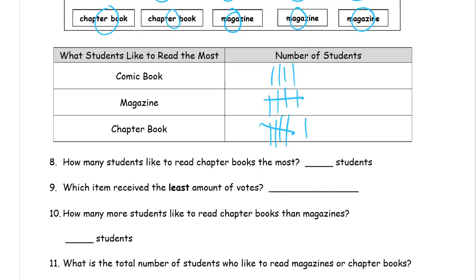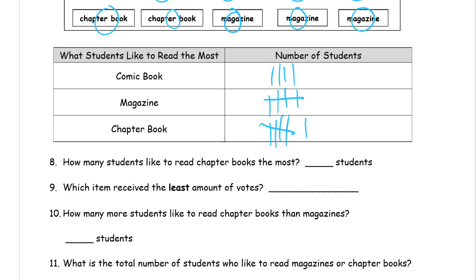Be careful with your tally marks. You saw how I made them when I had a group of four. I made the fifth tally mark going sideways across to show a bundle of five. Be careful that you don't show one, two, three, four, five, and then make it six, because that tally mark that goes sideways counts as a tally mark. So just be careful how you make your groups of five.